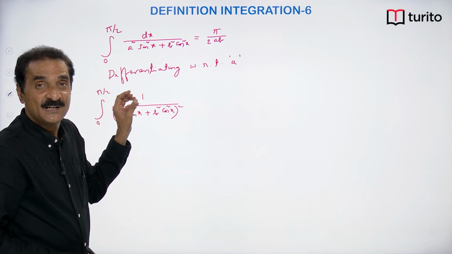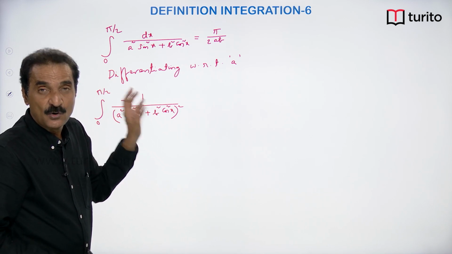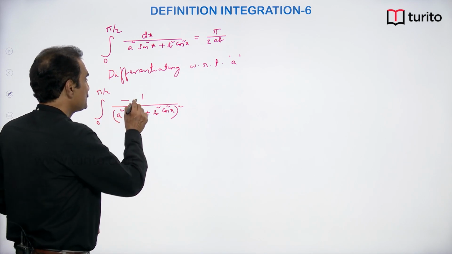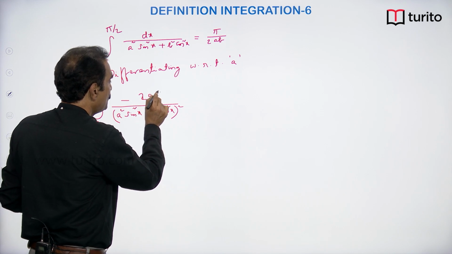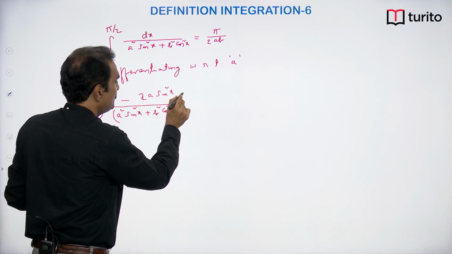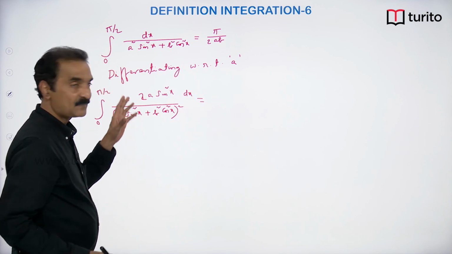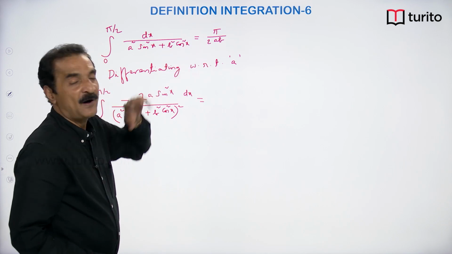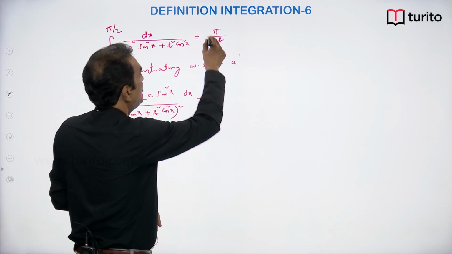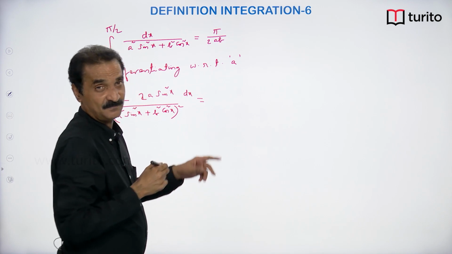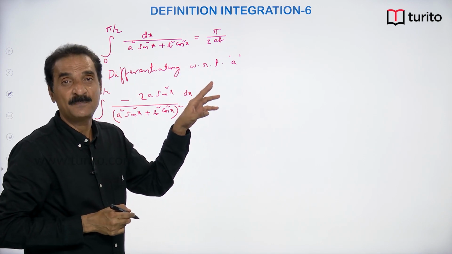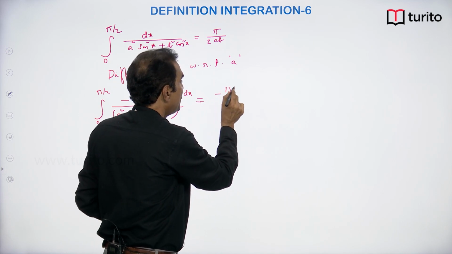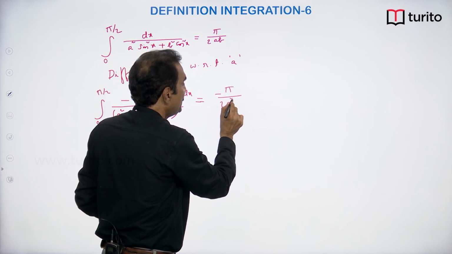With respect to a means x and b must be treated as constants. So, what is the derivative of this? 2a sin square x. So, right here 2a sin square x. This is the derivative of LHS with respect to a. What is the derivative of RHS with respect to a? Pi by 2b is constant. Derivative of 1 by a is minus 1 by a square. So, it will be minus pi by 2a square b.